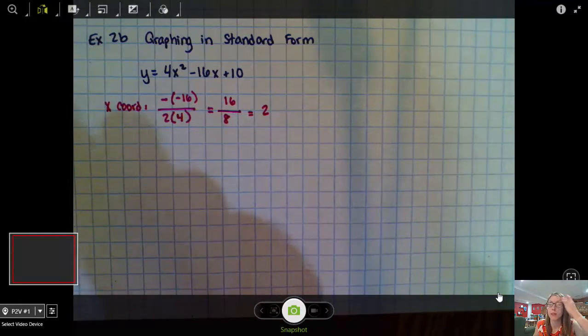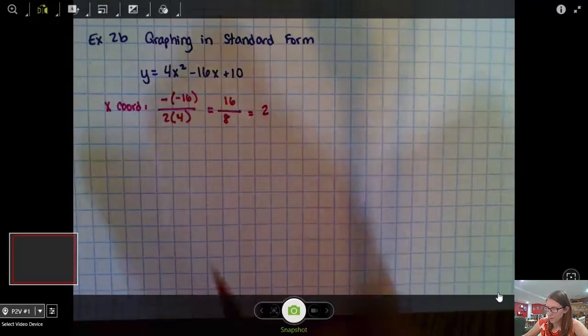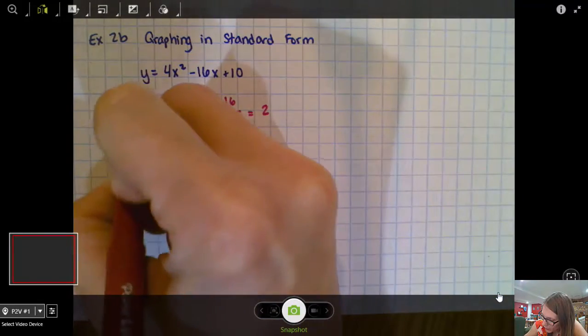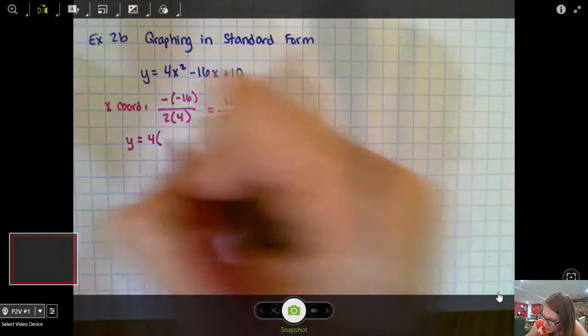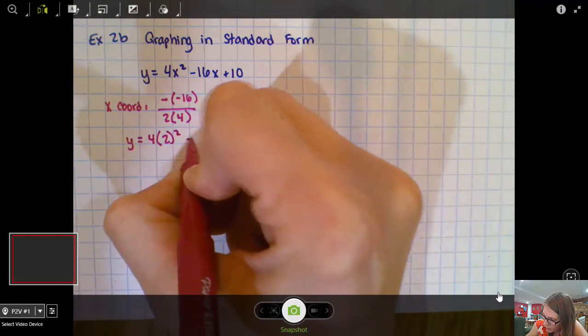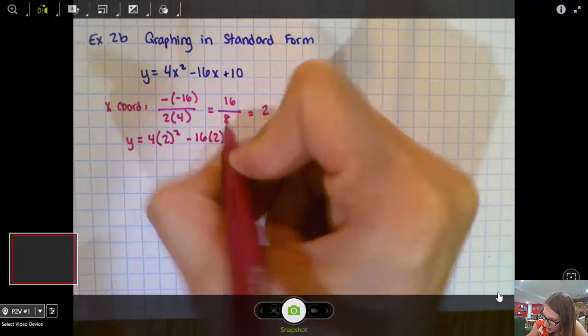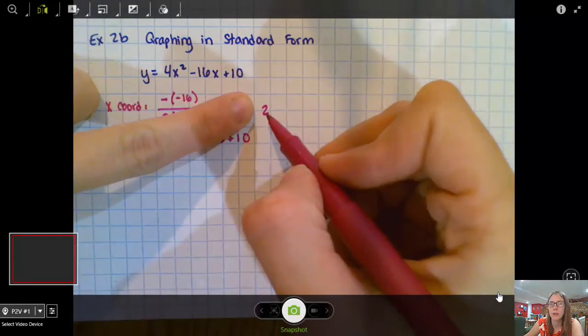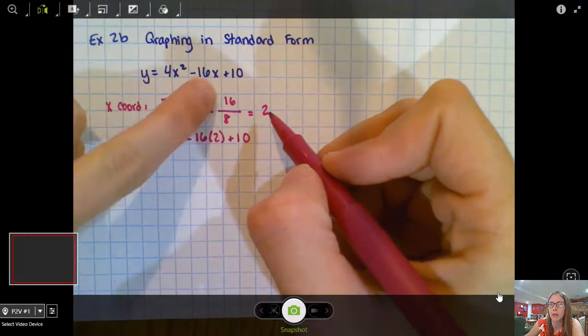So this is a lot nicer already than the last one that we saw. Take this x value, plug it in to get our y value. y equals 4 times 2 squared minus 16 times 2 plus 10. Again, this x-coordinate is just going straight back into your equation.